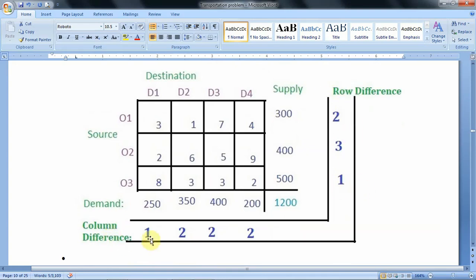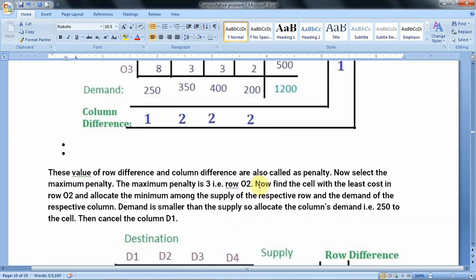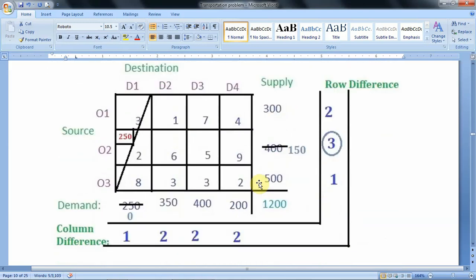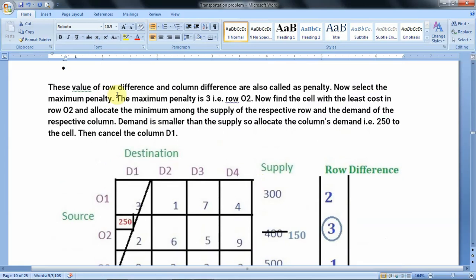Next, the column differences. In the first column, the least value is 2, the next least value is 3, difference is 1. In the second column, D2, 1 is the least value, second least value 3, difference is 2. In the third column, the least value is 3, the next least value is 5, difference is 2. In the fourth column, again 2: least value 2 and next one 4, difference is 2. So this is the first round of penalties, row penalties and column penalties.